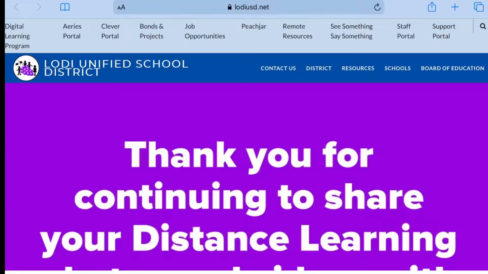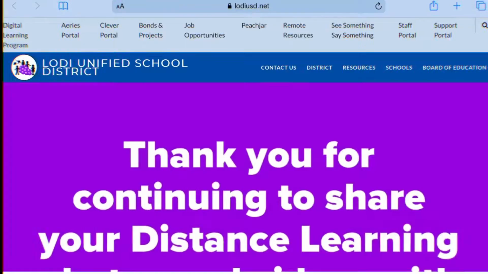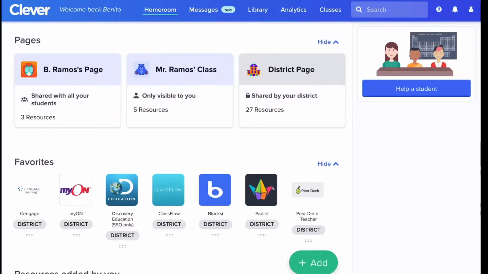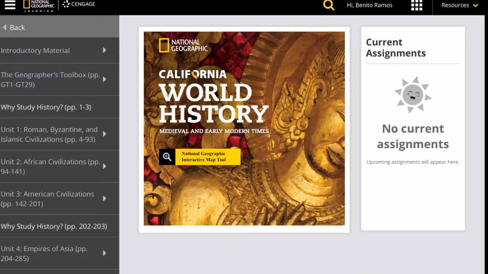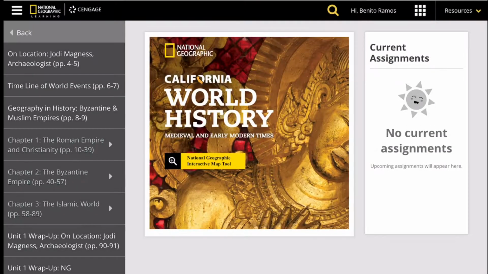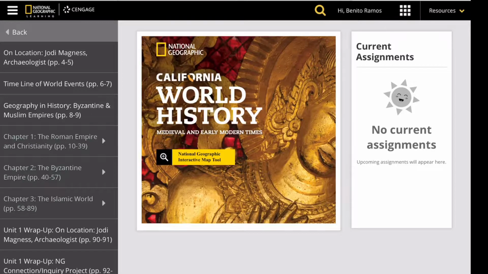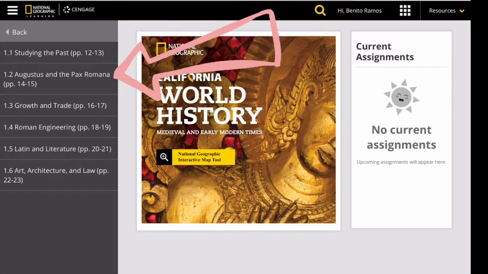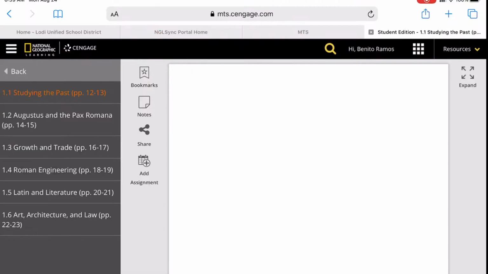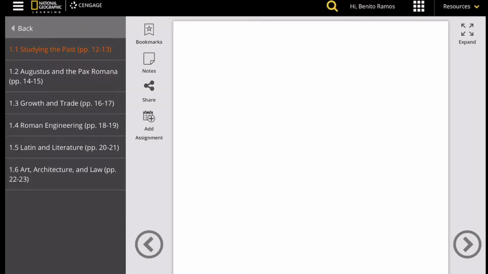Go ahead, go to our website lodausd.net and go to Clever. And from Clever, you log in to Cengage and enter your student account. On the left side, you'll see Chapter 1, The Roman Empire and Christianity, pages 10 to 39. Go ahead, open it and proceed to Section 1. And under Section 1, you will see the first lesson is studying the past, pages 12 to 13.